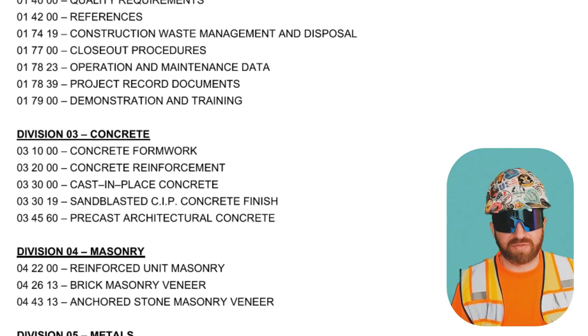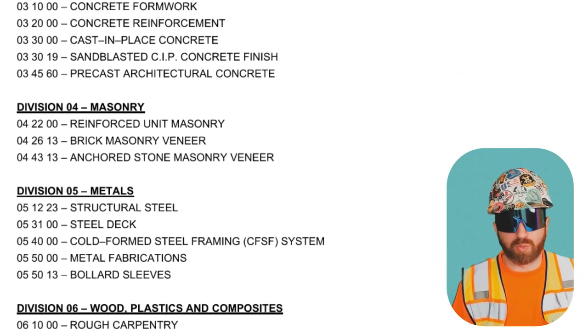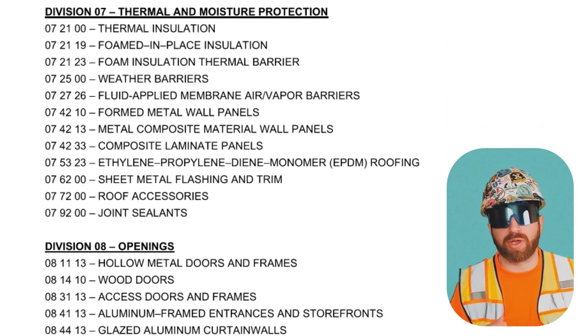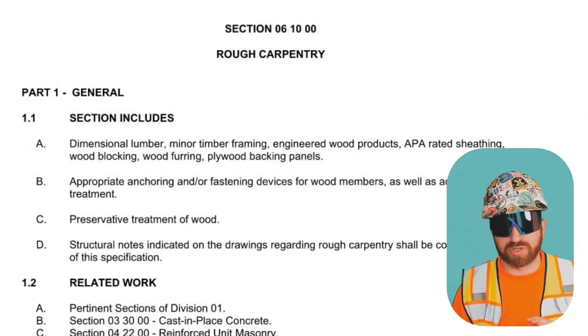The division sections following Division 00 and Division 1 go further in depth into those particular scopes of work. Let's go take a look at one of these. So I've jumped into the rough carpentry section, which is section 061000, and we're on page 1 of this.